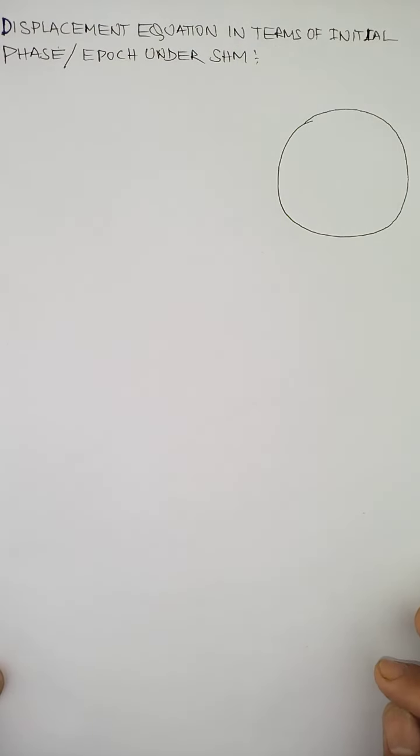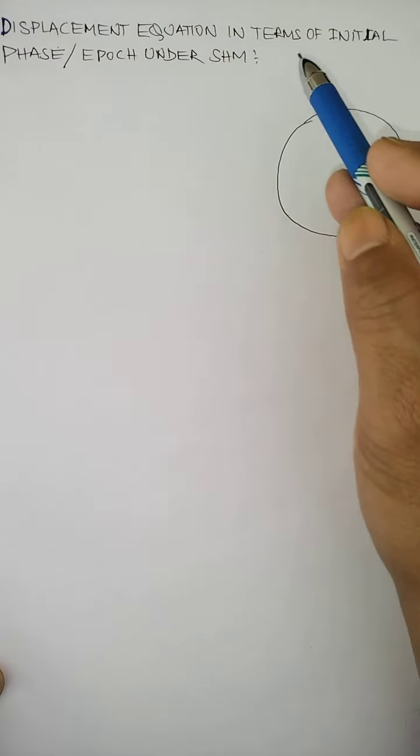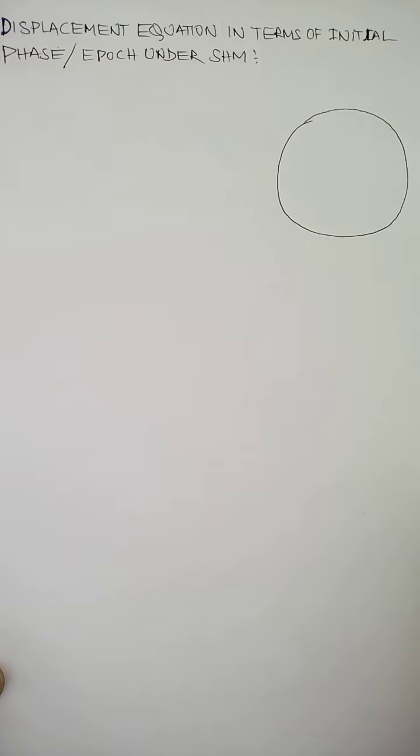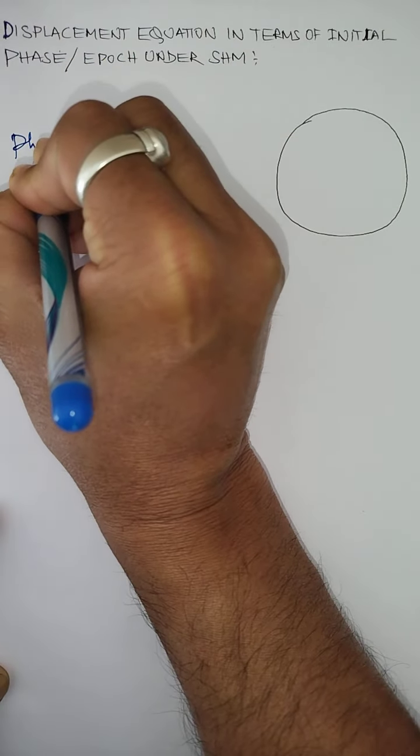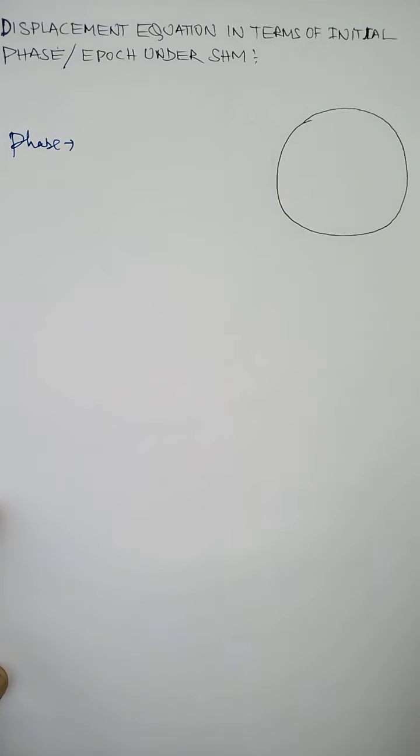But the displacement equation can even be written in terms of initial phase or epoch under simple harmonic motion. This means, in order to write the displacement equation in terms of this epoch, or initial phase, let's try to understand what is phase. This is one of the important terms in simple harmonic motion.